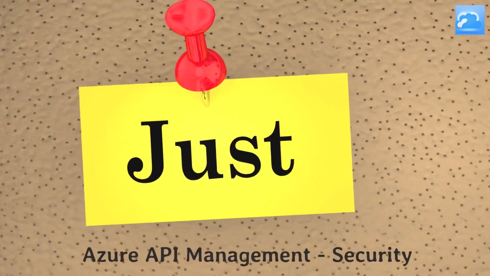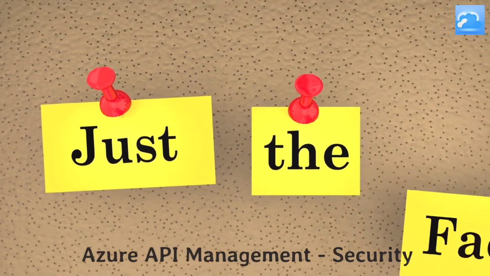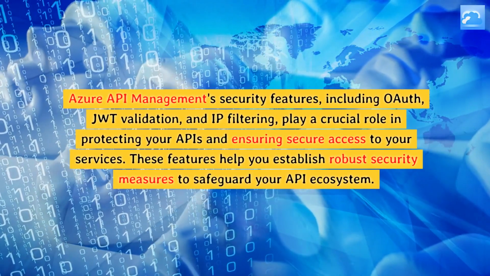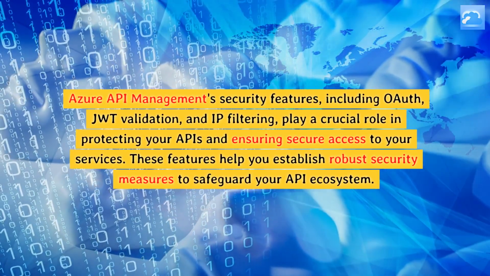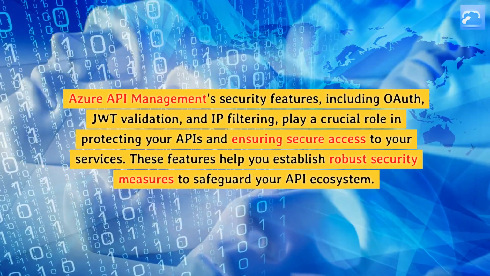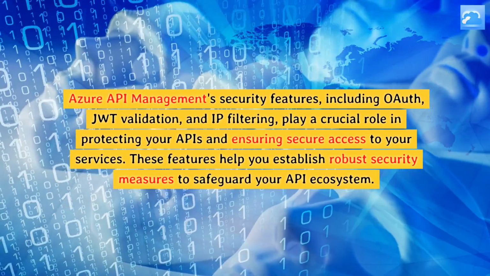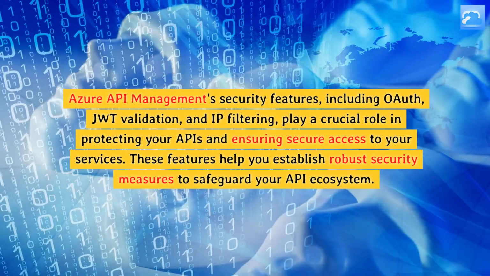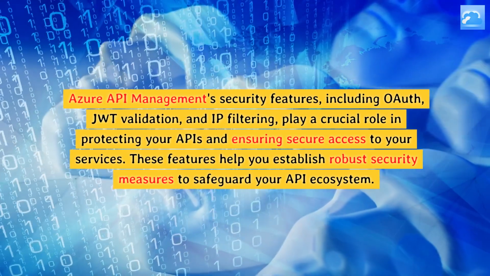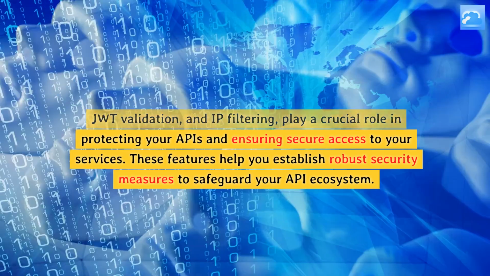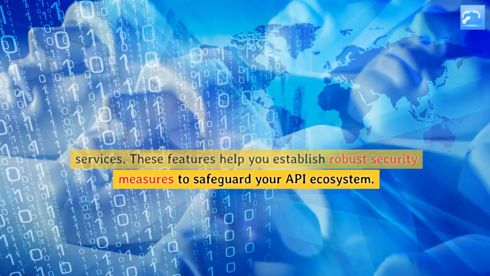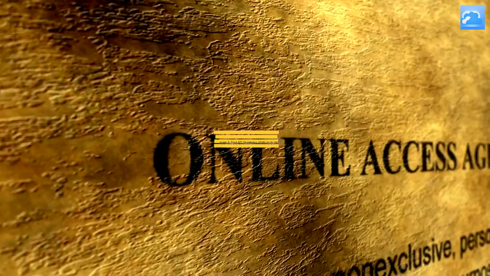Azure API Management, Security. Azure API Management security features, including OAuth, JWT validation, and IP filtering, play a crucial role in protecting your APIs and ensuring secure access to your services. These features help you establish robust security measures to safeguard your API ecosystem.